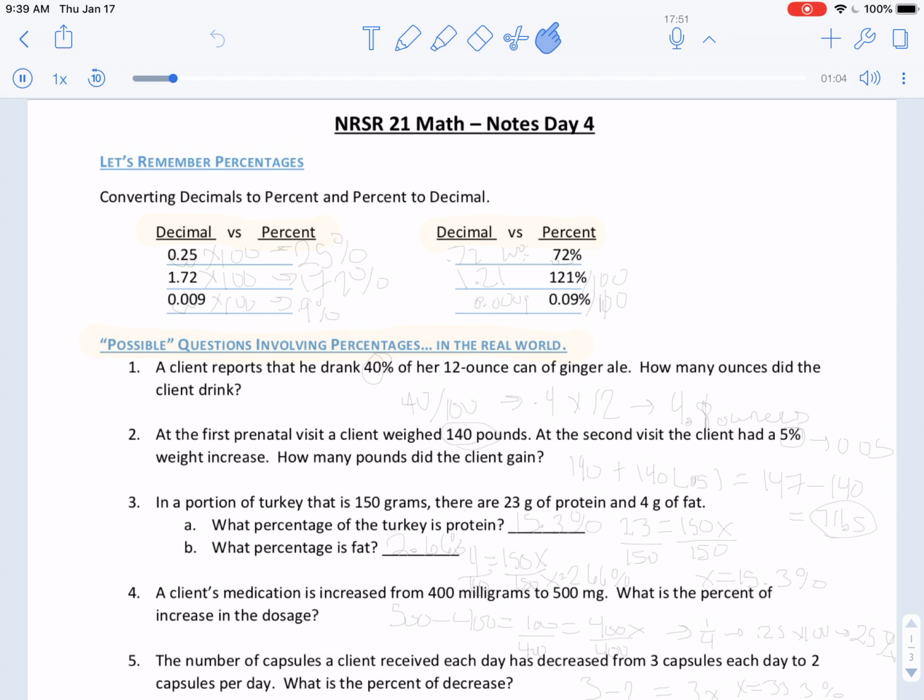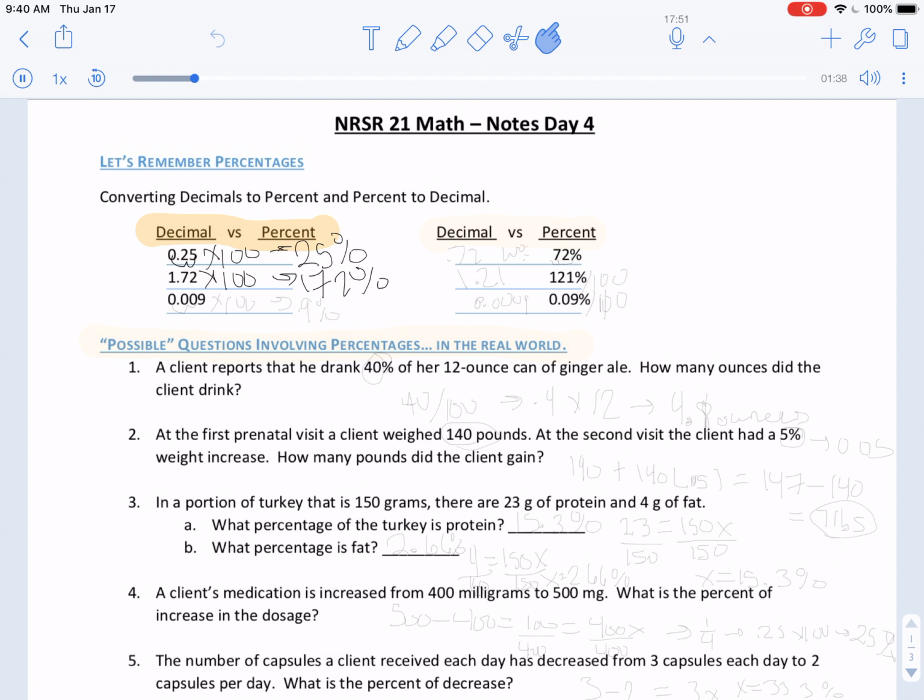So let's start with turning decimals into percentages. Doing so, all we need to do for these examples right over here is multiply by 100 to move the decimal place over twice, so we can get our percentage, which will be 25% for the first example. And then same thing with the other one right over here, multiply by 100 to get 172% for your second example.